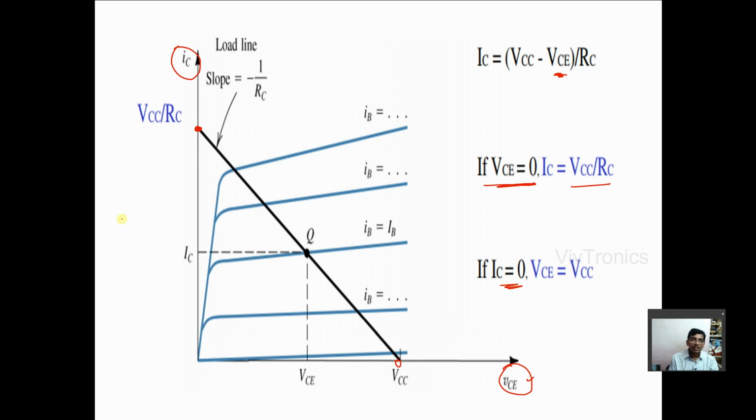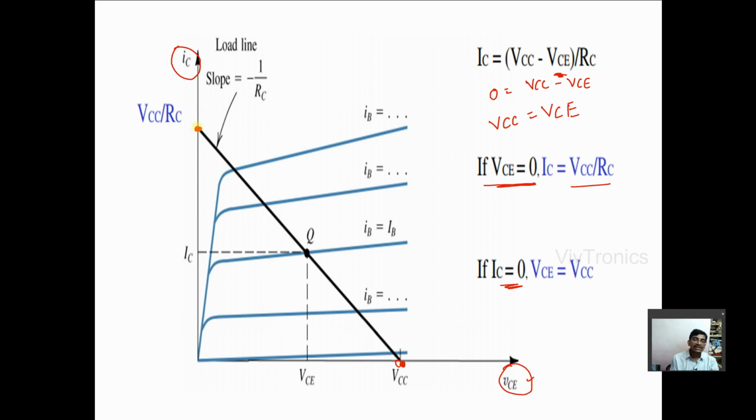For IC equal to 0, if we keep the y-axis term IC equal to 0 in the above equation, then 0 is equal to VCC minus VCE divided by RC. That RC will go to the left hand side and become 0. Therefore, we get VCC is equal to VCE, which means that the point on the x-axis is nothing but VCC.